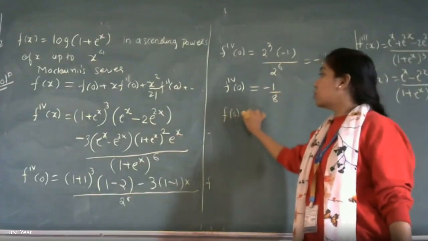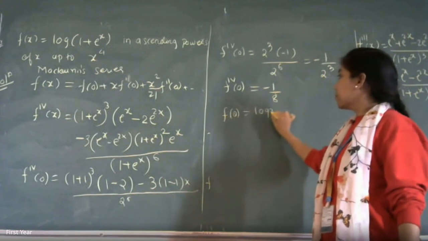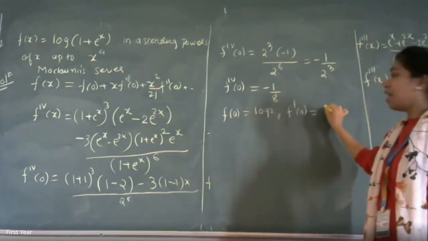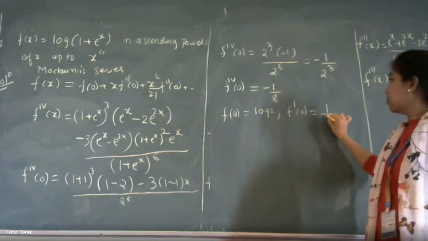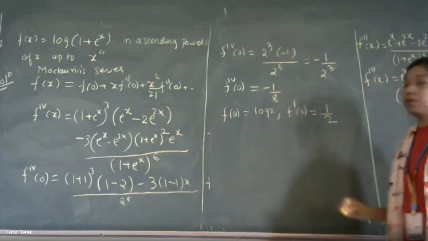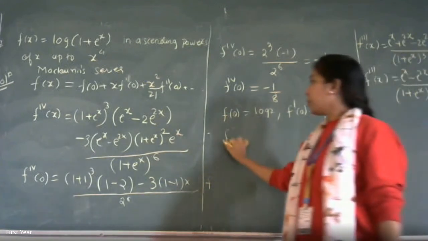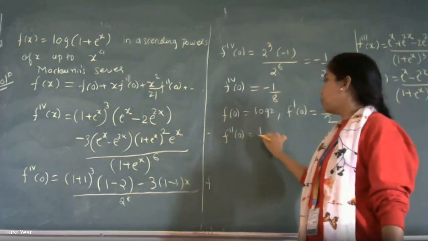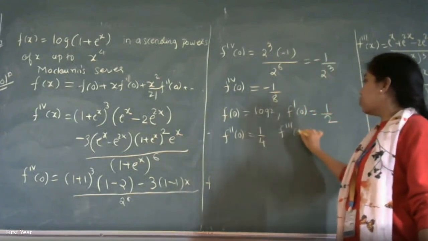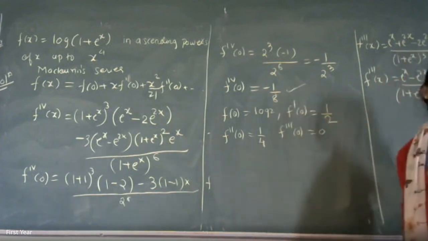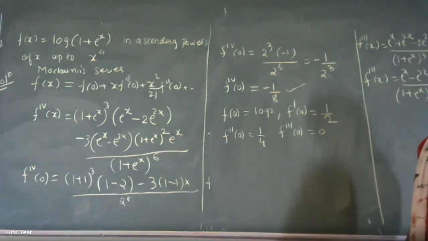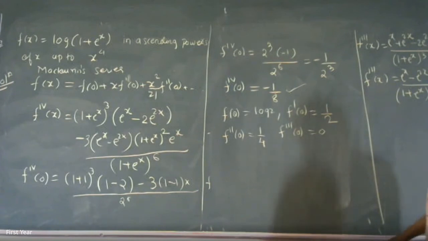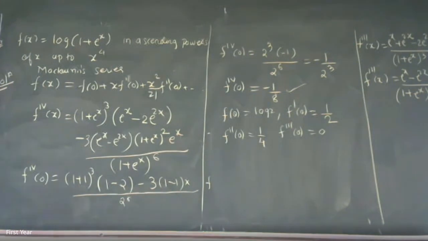f of 0 was log 2. f dash of 0 was half, na? 1 by 1 plus 1, that is half. f double dash of 0 was 1 by 4. f triple dash of 0 was 0. And the fourth derivative is this. Check once again. We have done it. Double dash, was it minus or plus? It was plus only. Check where you have gone wrong.